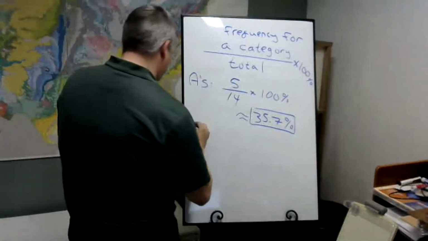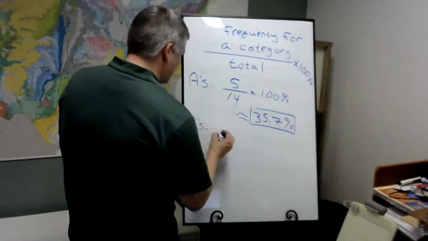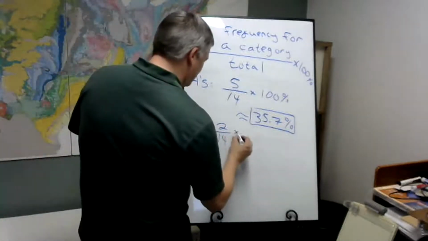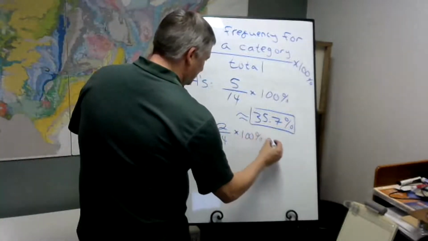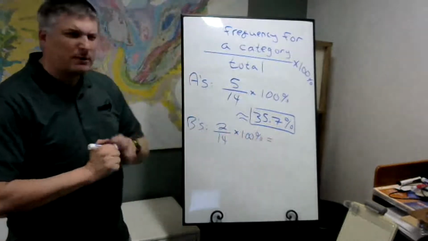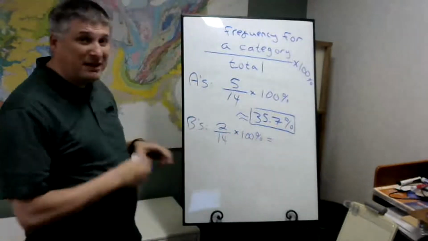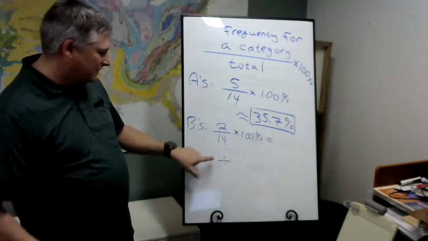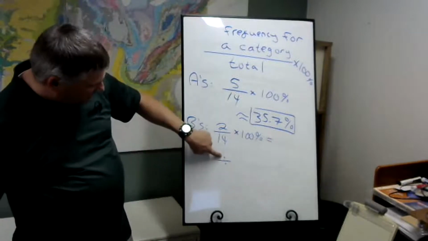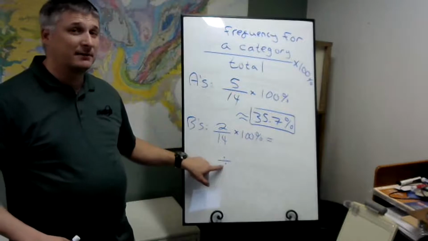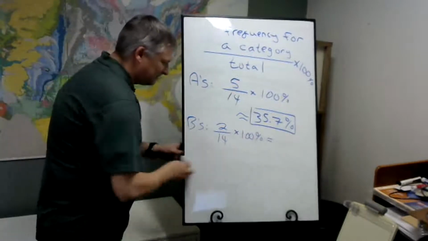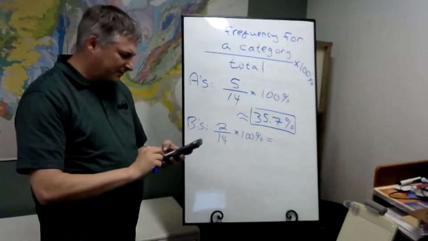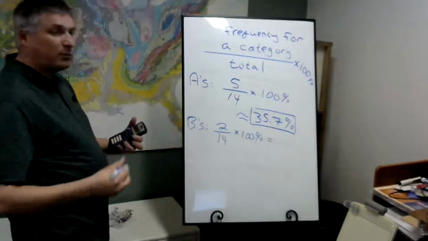Now for B's. There were 2 B's out of 14 total grades. So we take 2 divided by 14. Remember, when we're talking about fractions, fractions mean division. So if you recall your division sign, you can think of that as a fraction bar. This dot's a numerator, and that dot's a denominator. So 2 divided by 14, multiplied by 100, we get about 14.3.